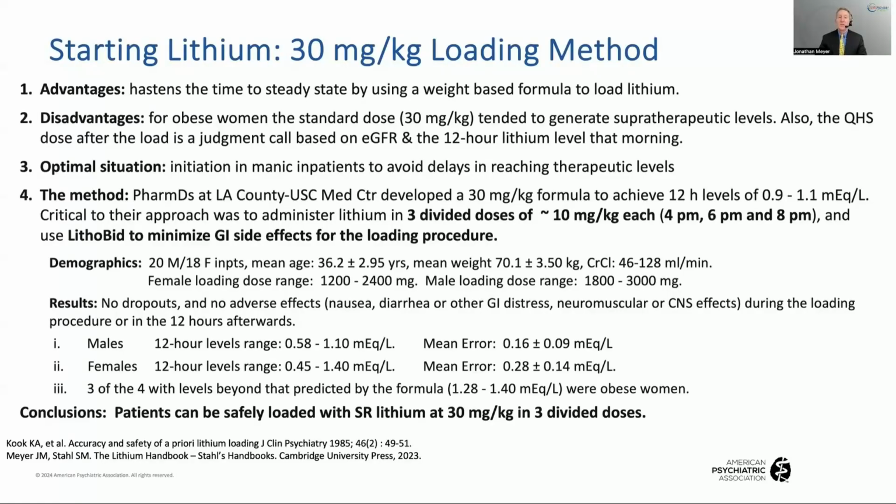The study that did this used a 30 milligram per kilogram formula, but they didn't give it all at once. They broke it up into 3 doses, roughly equivalent, 10 milligrams per kilogram each. Bearing in mind lithium comes in odd doses. So if you had somebody who was 2,100 milligrams as their predicted dose because they were 70 kilos, well, maybe you would do 600, 600, and 900. That ends up to 2,100.